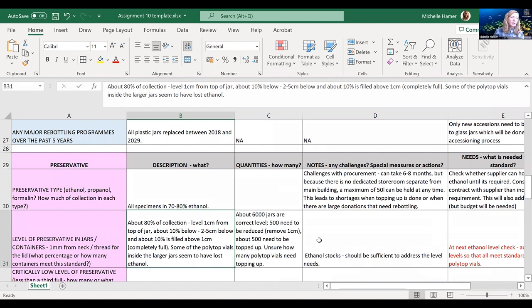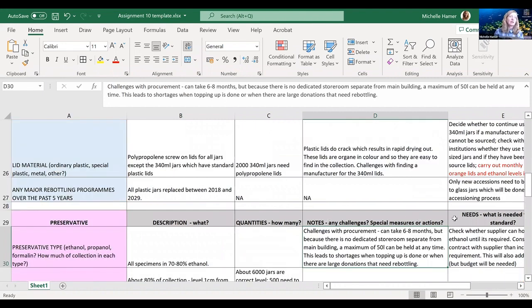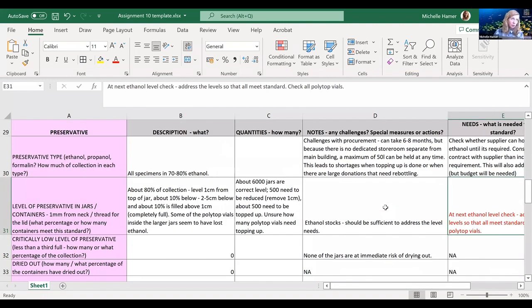And under the notes, any challenges or special measures or actions, you might want to add, what is the problem with it? Maybe you haven't done a check in a long time. Maybe you don't have ethanol to do topping up. What is the problem? And what is needed? So what would you need? It might be that 50% of the collection is below the level, and so you need to go back and do topping up of at least 50%.